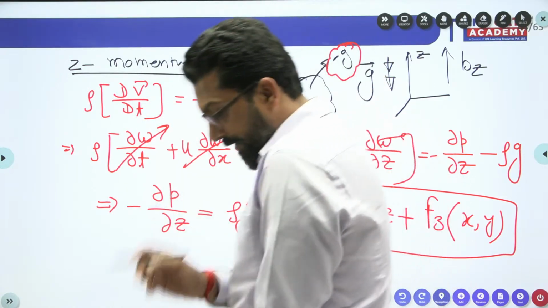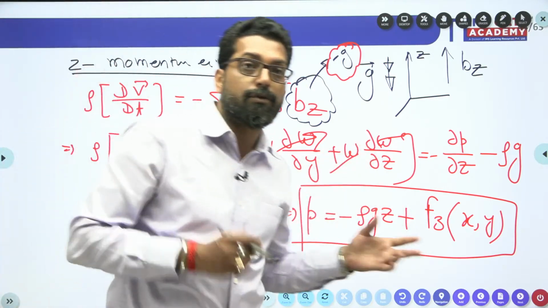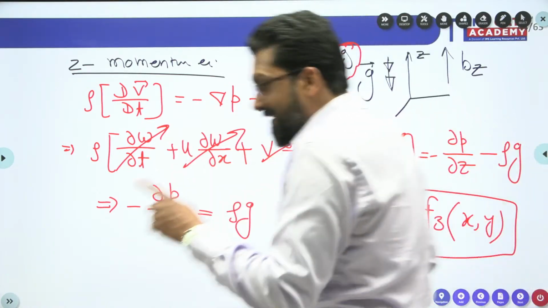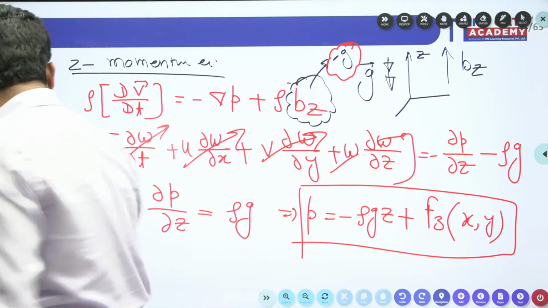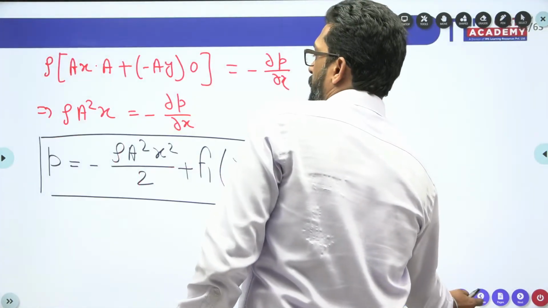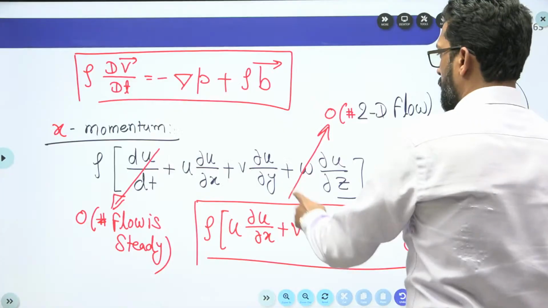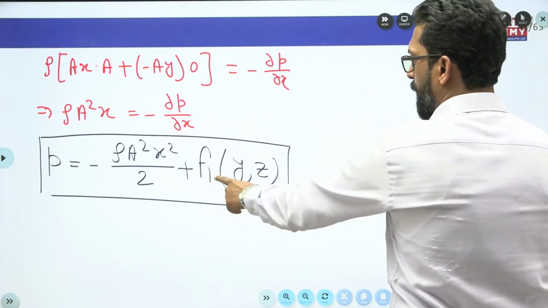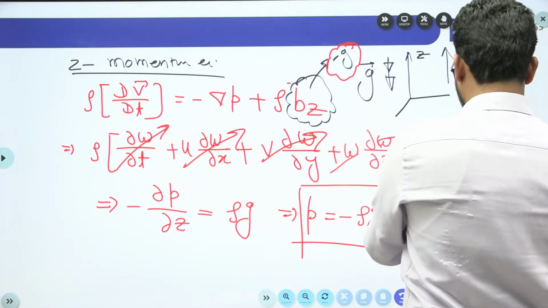Now, we have the pressure along the x-axis, the y-axis, and the z direction. So how do we calculate the Navier-Stokes equation from the pressure equation? This is the fundamental thing. Now the next task is that we find F1, F2, F3.